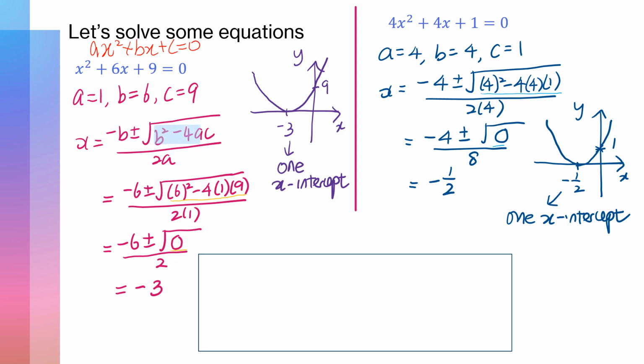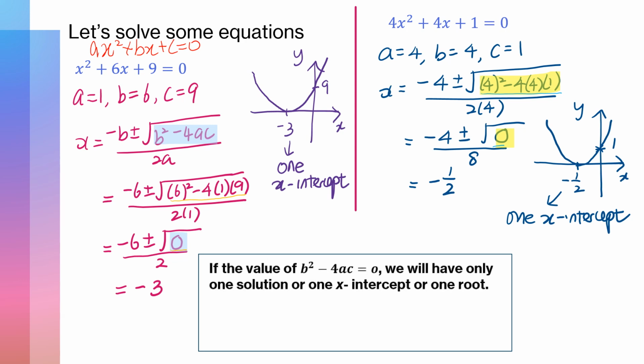All right, so from here, observe that in both examples, the value for b squared minus 4ac is 0. So when the value of b squared minus 4ac equals 0, you only get one solution, one x-intercept. Let me repeat. If the value of b squared minus 4ac equals 0, we will only have one solution or one x-intercept, or one root. They are equivalent.